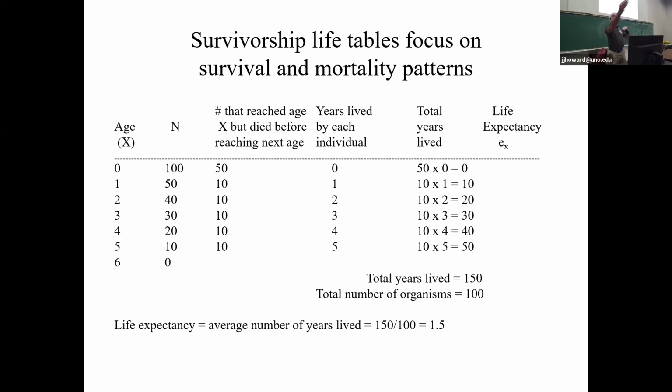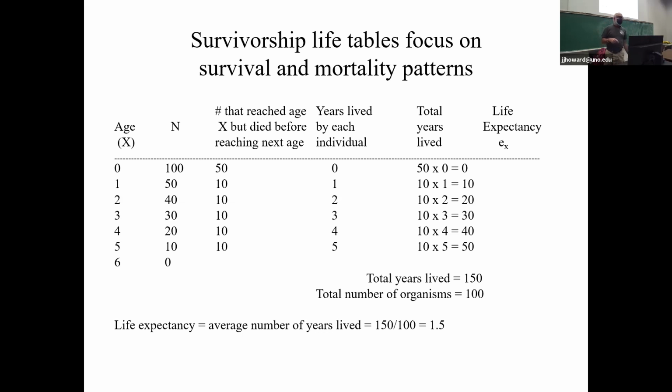And we have a question here in the classroom. Okay, the question is regarding the interval from 0 to 1. Remember, we have 100 newborns at the very start, and we only have 50 of them left by the age of 1. So 50 of them did not live even a single year. They lived 0 years. They died before reaching 1. And then 50 of them lived at least 1 year. So we don't count them until they die.